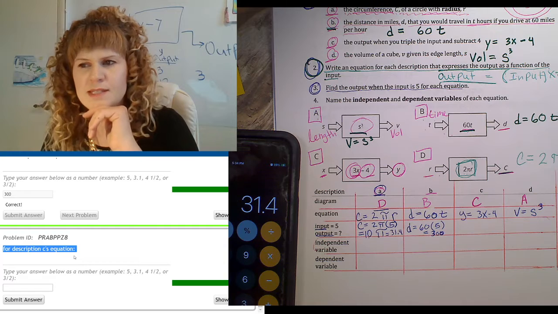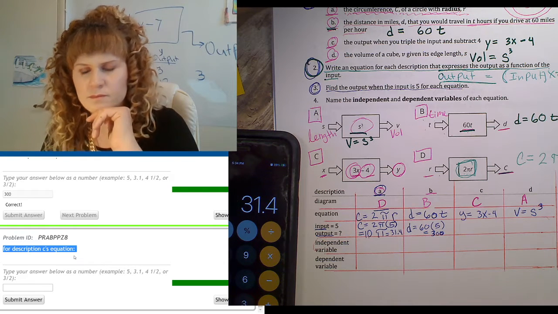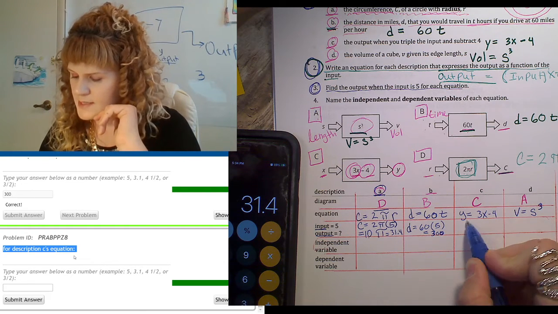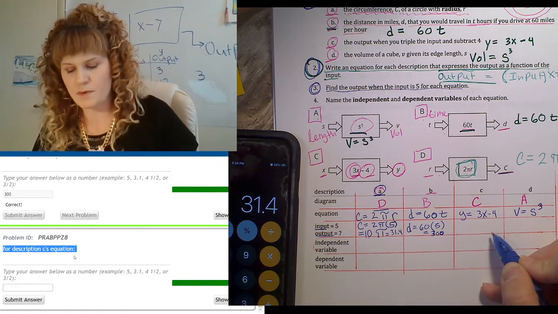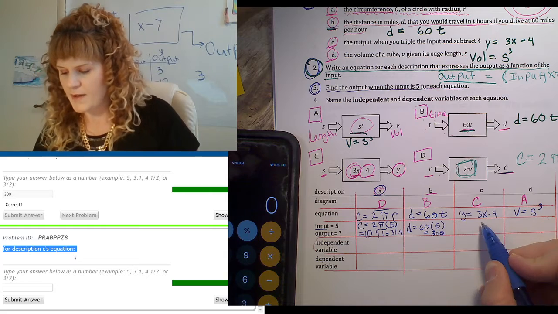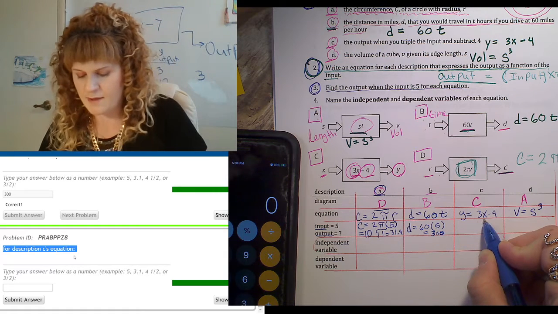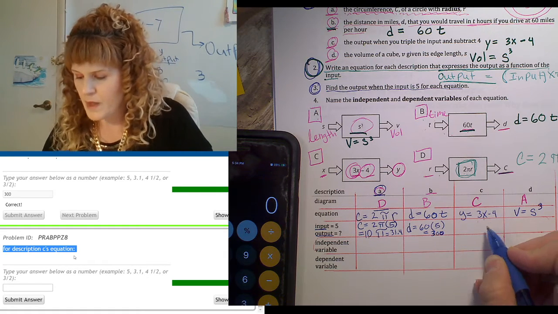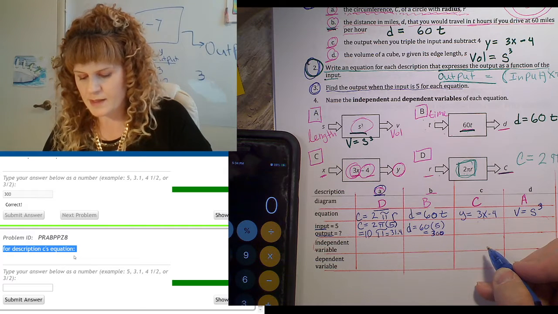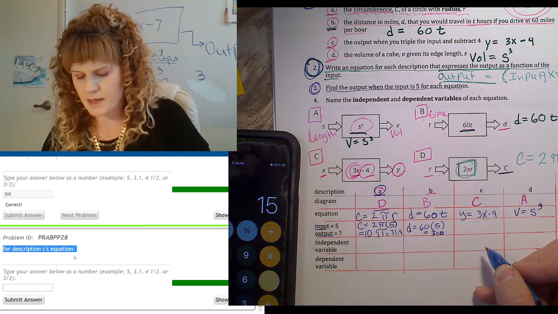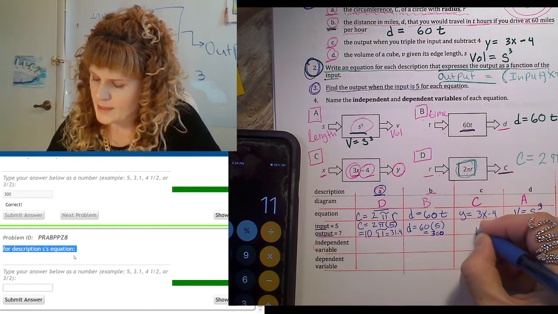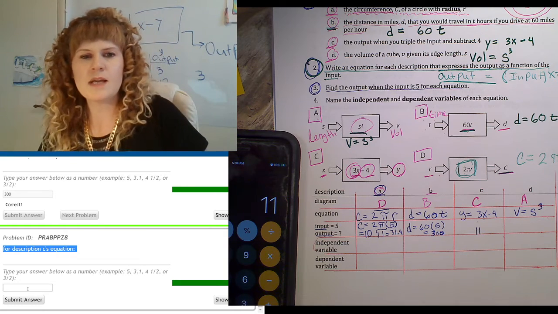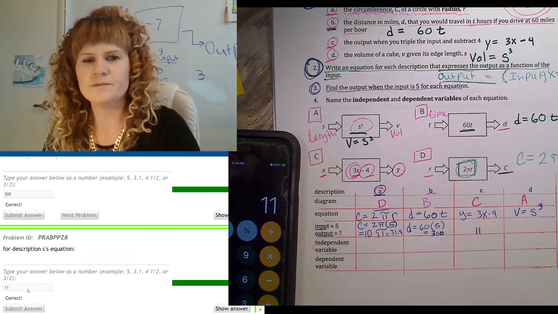Now, description C. Description C says the output equals 3 times the input minus 4. So if the input is 5, that's 3 times 5, which is 15, minus 4. I'll do it on the calculator so you can check me. 3 times 5 is 15, minus 4 equals 11. The output is 11. Type your answer in as a number.